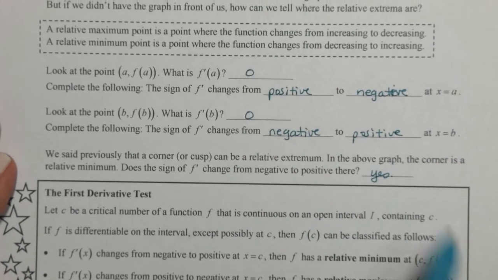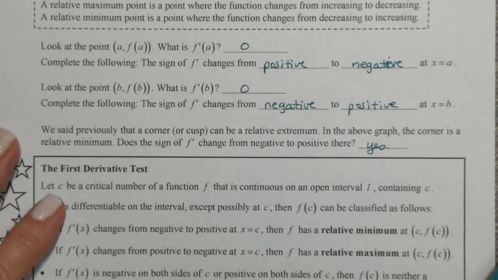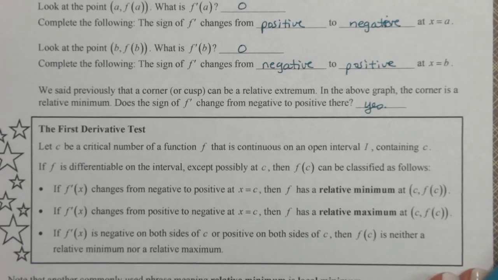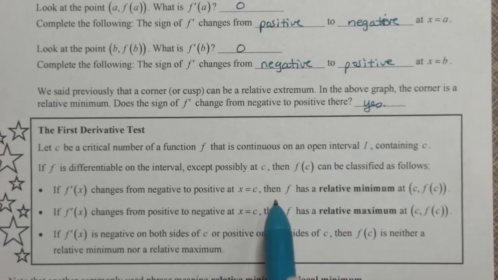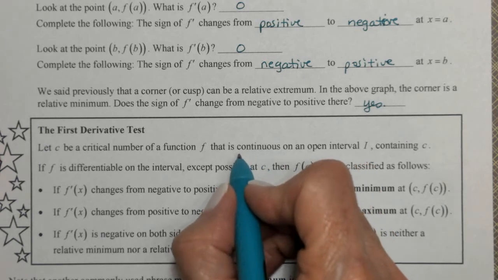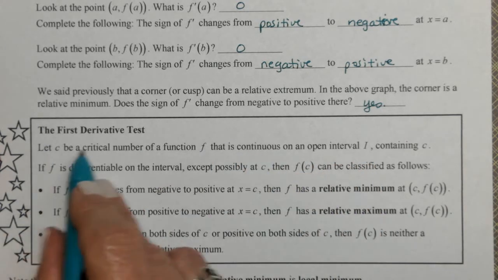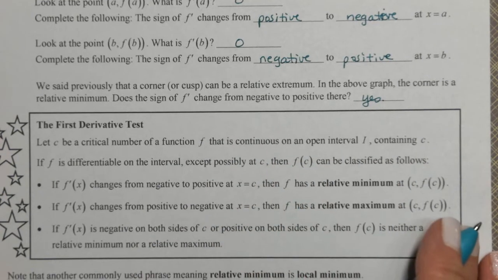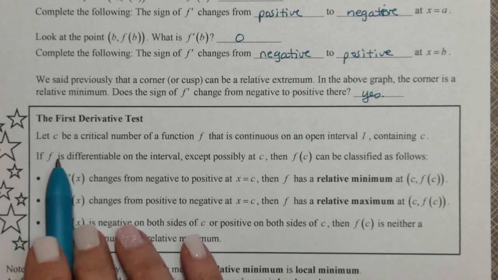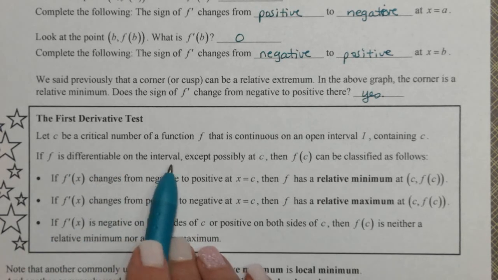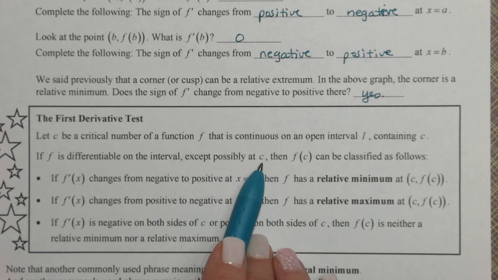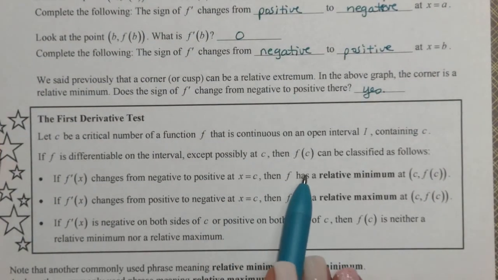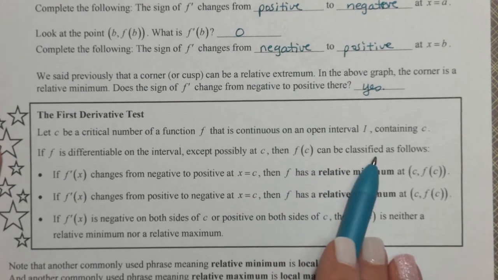All right, this process is what we call the first derivative test. Let c be a critical number of f. f is continuous on an open interval containing c. If f is differentiable on the interval, except possibly at c itself, because we could have a cusp there, then f can be classified as follows.